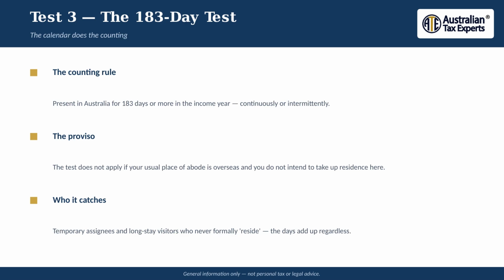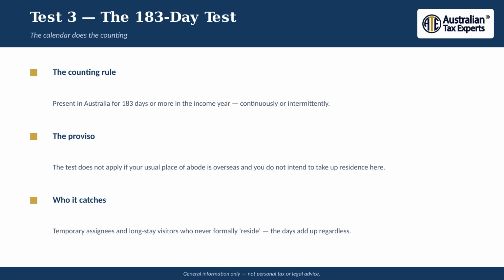Test 3 is the one everyone has heard of. The 183-day test. Spend 183 days or more in Australia during the income year, continuously or intermittently, and you are generally a resident. The calendar does the counting, which makes this the most mechanical of the 4 tests. But note the proviso, because it matters. The test does not apply where your usual place of abode is outside Australia, and you do not intend to take up residence here. So the overseas executive on a long assignment does not automatically become a resident just because the days add up.